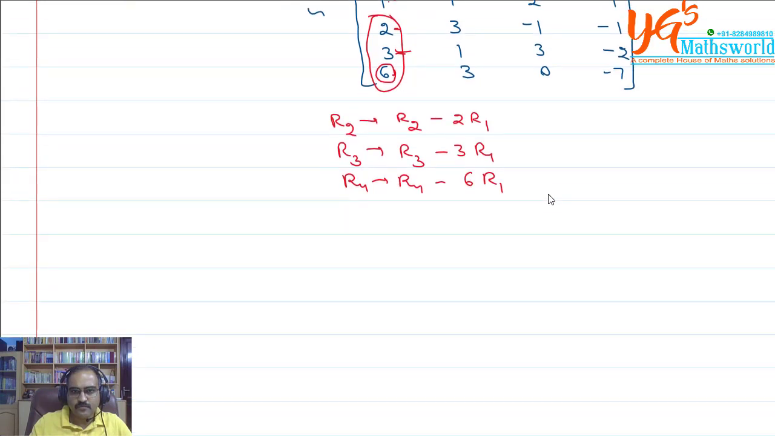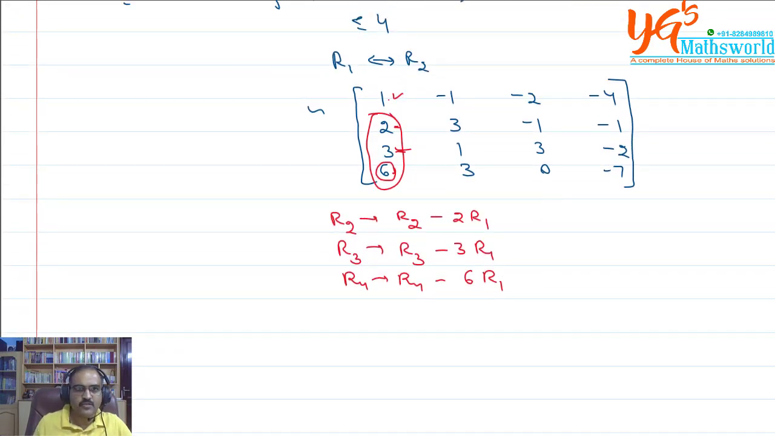Okay. So what I am getting now for this one? I will be getting the value as 1, -1, -2, -4 as it is. Now 2 minus 2, 0. Now 3 plus 2, 5, then -1 and plus 4, 4 minus 1, 3. Then -1 and plus 8, 8 minus 1, that will be 7.